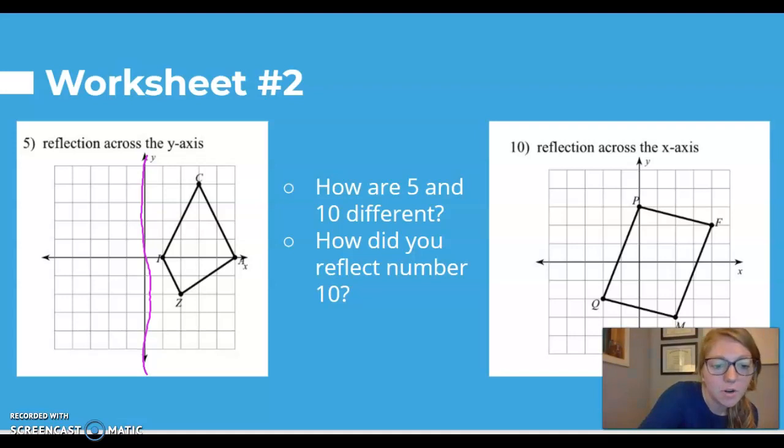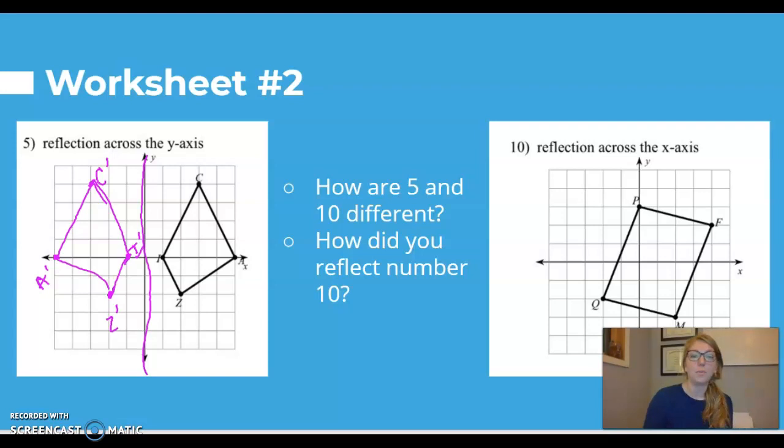So I is 1 unit away. I prime is going to be 1 unit away. Z is 2 units away, so Z prime will be 2 units away. A is 5 units away, so A prime is also going to be 5 units away, and then C is 3 units away, so C prime will be 3 units away. Okay, I plot that. Oops, I connect my vertices, and I can see that I have the perfect mirror image, same size, same shape, just flipped over the y-axis.